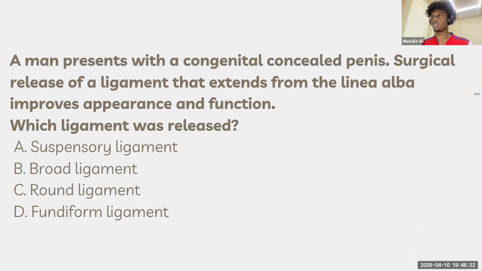A man presents with a congenital concealed penis. Surgical release of a ligament that extends from the linea alba improves appearance and function. Which ligament was released? D. The answer is D, the fundiform ligament. Thank you very much.